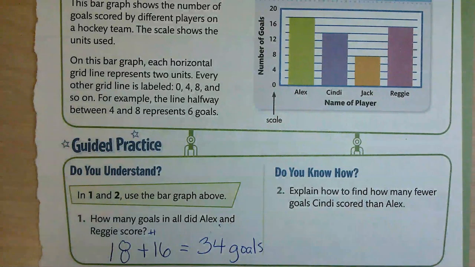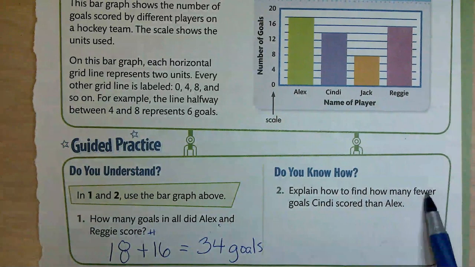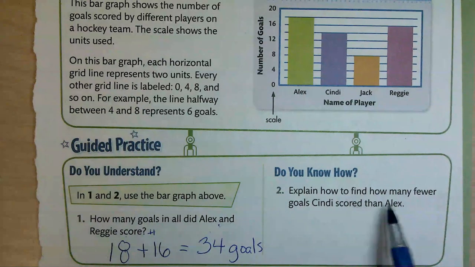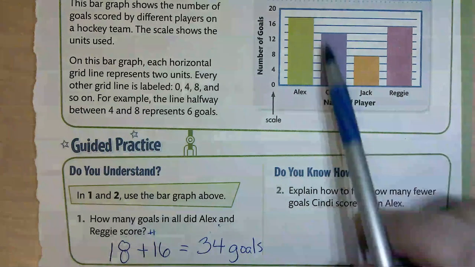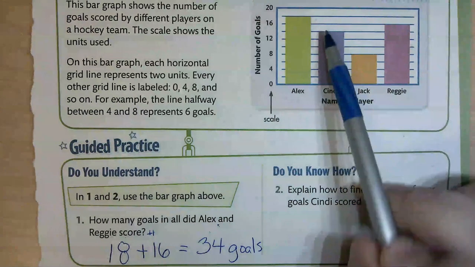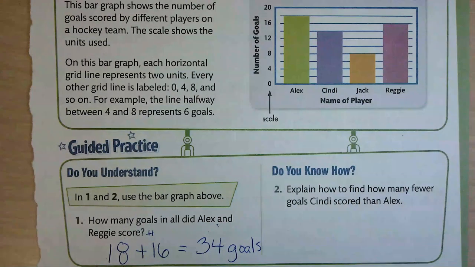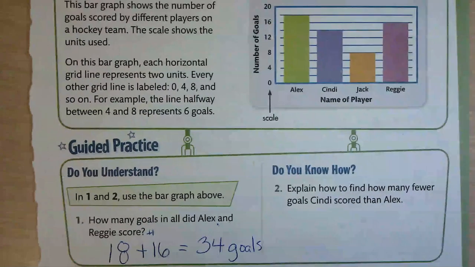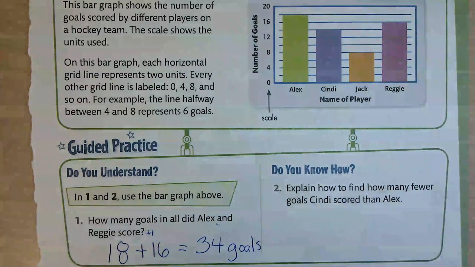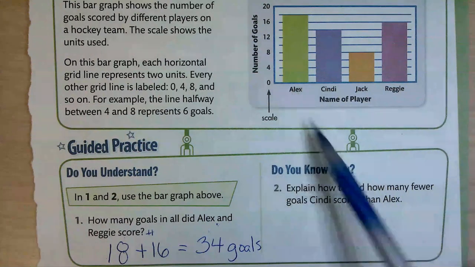Now, it says, explain how you would find out how many fewer goals Cindy scored than Alex. Well, Alex's number is bigger and Cindy's number is smaller. And I want to figure out how much is the difference between these two. And difference is the word that we use for a subtraction problem. So in a subtraction problem, do I need to start with the larger number or the smaller number? I hope you said larger, right? Because we start with the larger.